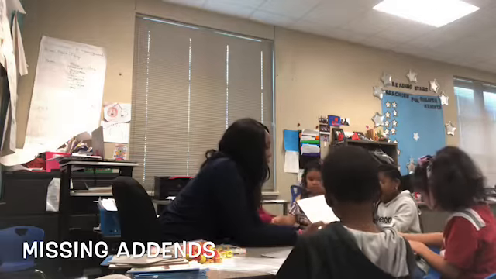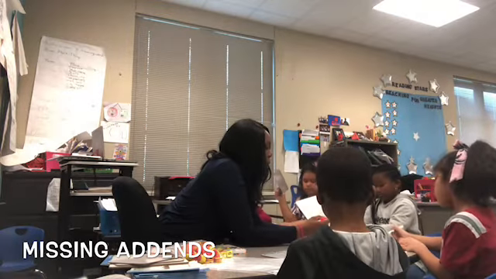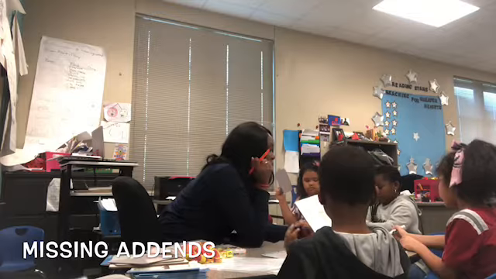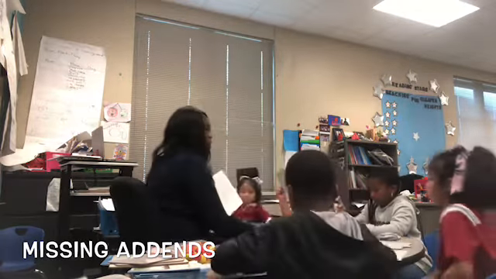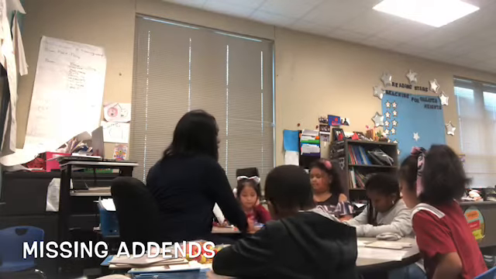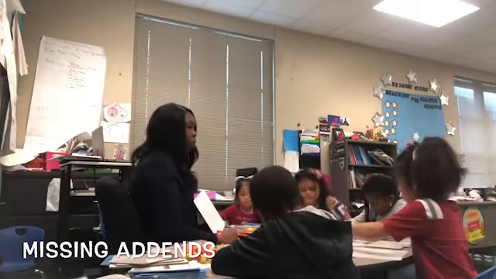Alright, write yours just like this. 4 plus blank equals 6. So 4 plus what gets you to 6? You can use the number line, you can use the counters, you can draw a picture.